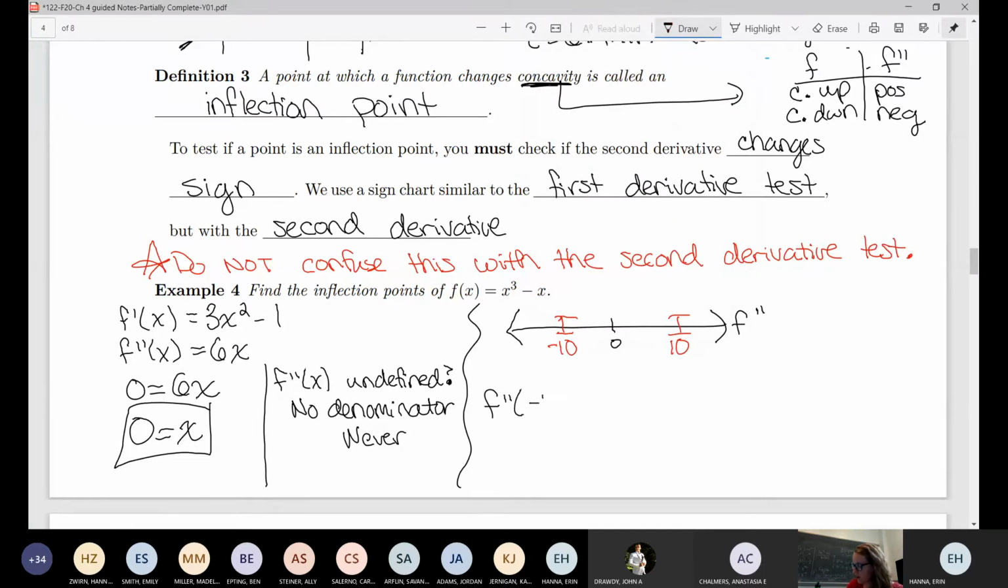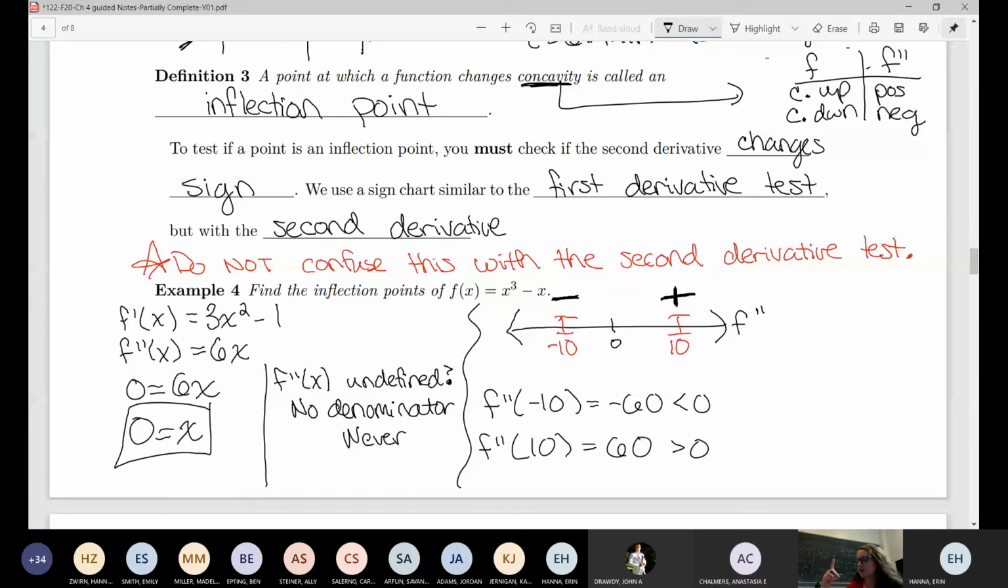So I'm going to plug those into the second derivative. We would get -60 and +60 respectively, which would be less than 0 and greater than 0 respectively. Just like with the first derivative test, you don't really care what the number is, you just care about the sign. So when I plugged in -10, I got a negative, and then I got a positive when I plugged in +10.